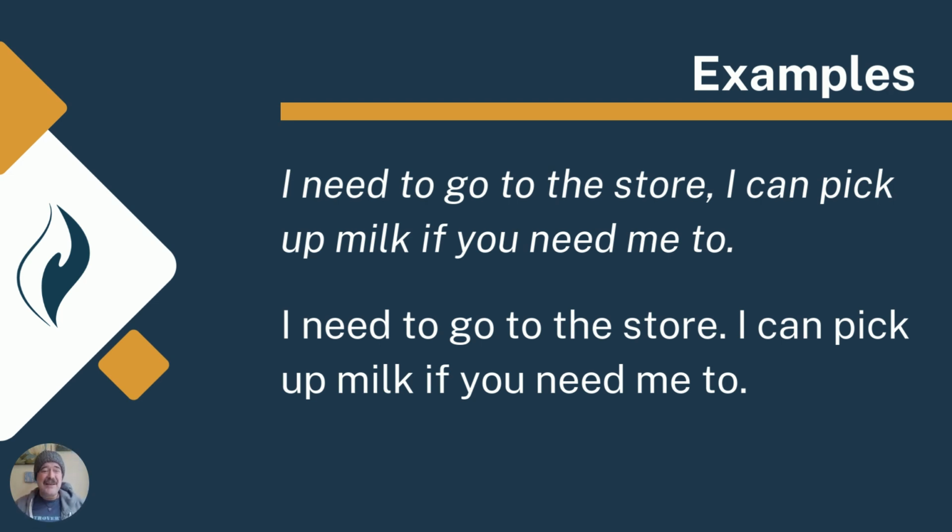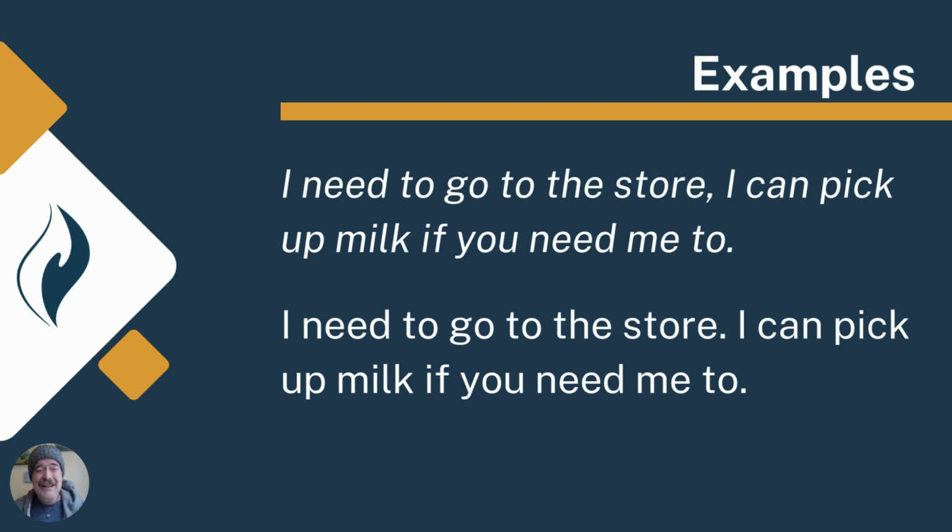So let's look at some examples here. The first sentence: I need to go to the store, I can pick up milk if you need me to. If you have received feedback that comma splices are an issue for you, that's probably the number one way to check in on this: check each of these breaks and see, do I have a complete sentence? I need to go to the store. Makes sense as a complete sentence. I can pick up milk if you need me to. Makes perfect sense as a complete sentence.